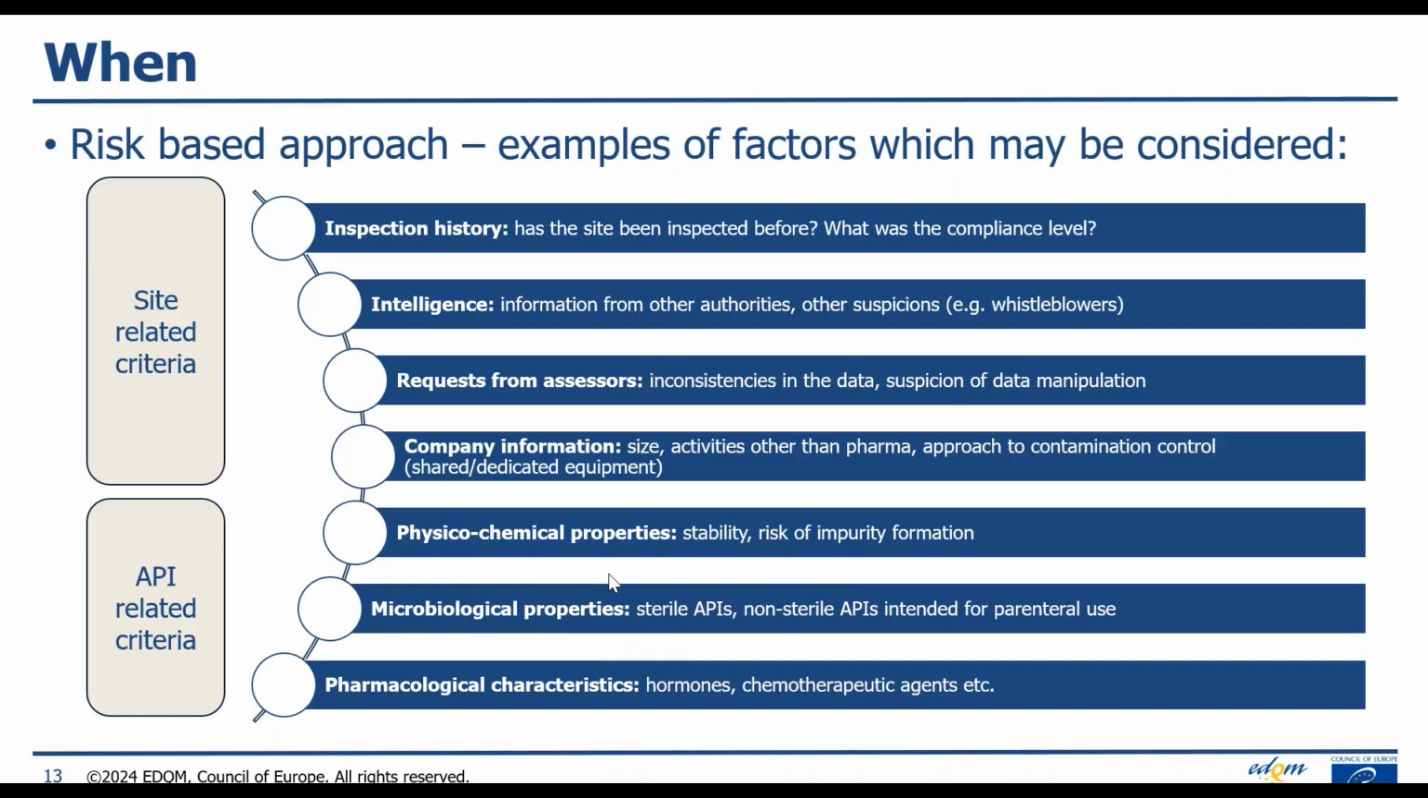we consider the physical chemical properties, so the stability of the substance, the risk of impurity formation. We'd also consider microbiological properties, so is it a sterile API or is it a non-sterile API intended for parenteral use? And other pharmacological characteristics such as hormones, is it a chemotherapeutic agent? If the substance is highly potent, it would be considered as slightly higher risk. So all of these types of factors would feed into our risk assessment, and then we would determine if the site will be considered high risk and considered for inclusion on our inspection program for the year.